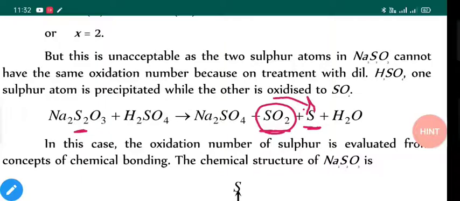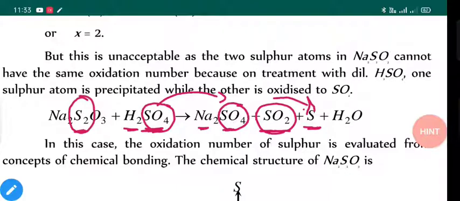Now you may ask, we have a third sulfur here, but it is from H2SO4. The whole SO4 2 minus ion will combine with sodium, leaving hydrogen behind. So nothing is changing in this SO4. That's why we have to concentrate on these two sulfur. One of the sulfur is oxidized in SO2, the second one is precipitated as solid sulfur.